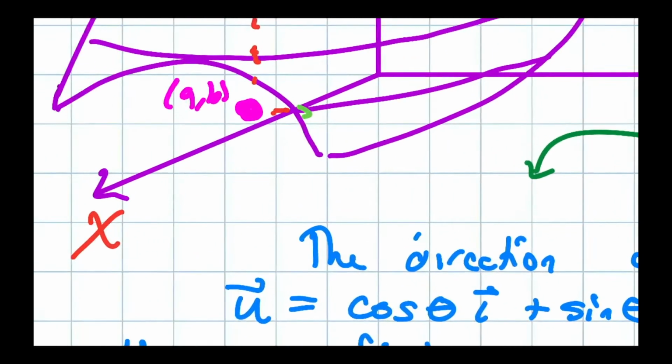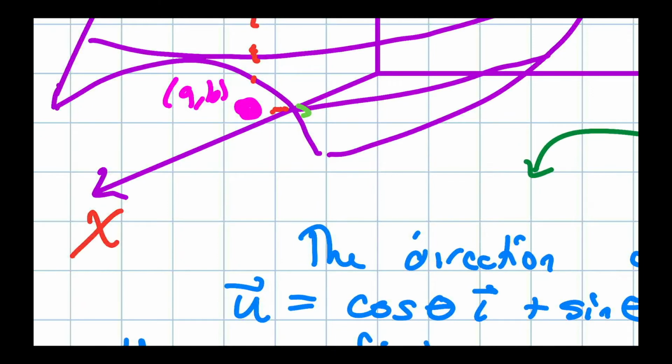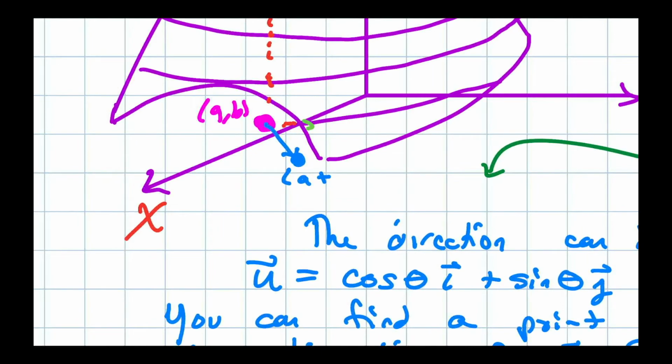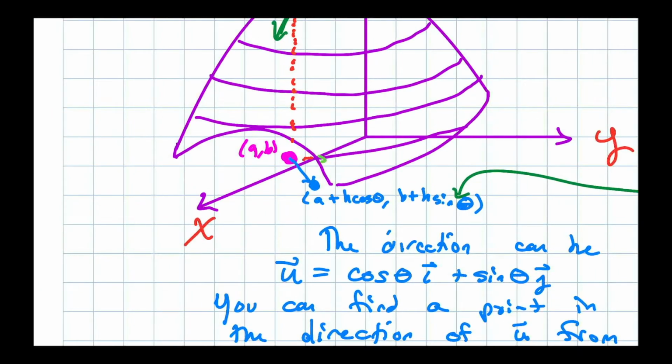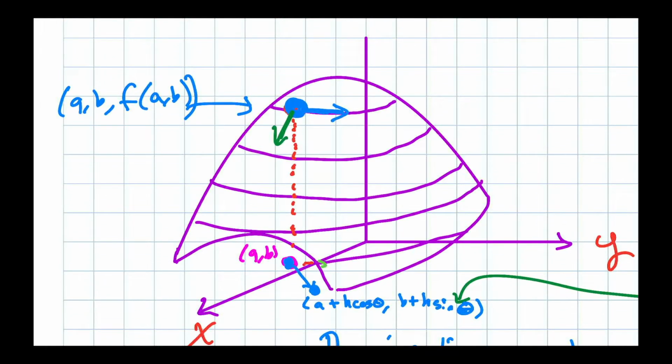Now you head off in that direction, whatever direction it is. We don't really care at this point, but just some amount in that direction. So maybe I go like this, and this point right here could be (a plus h cosine theta, b plus h sine theta). That's just, again, in the xy plane. Now where would that be up here? Well, if you come up from that point, it's going to be somewhere else on the graph, right?